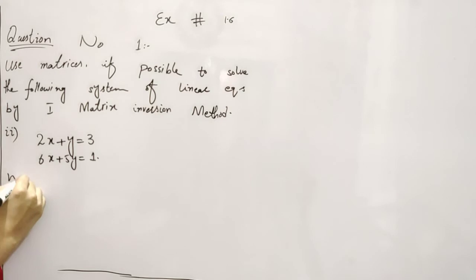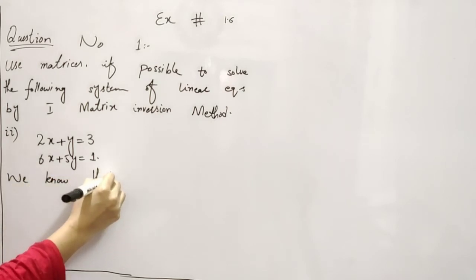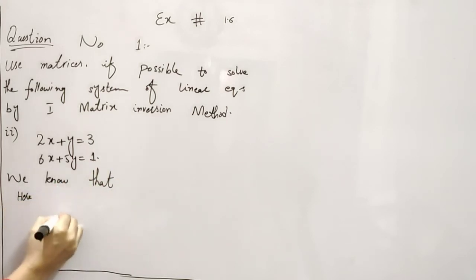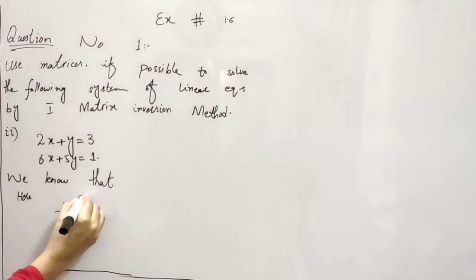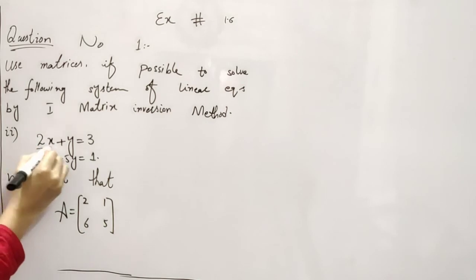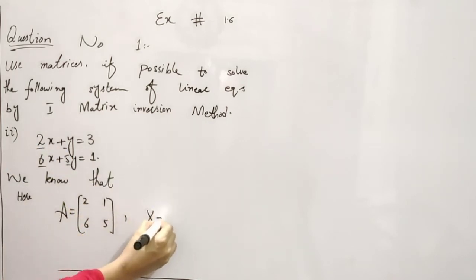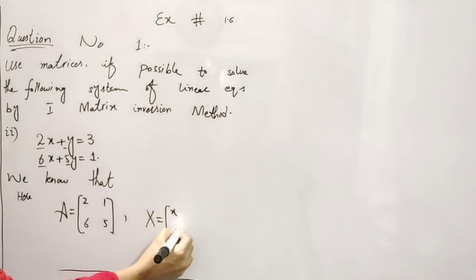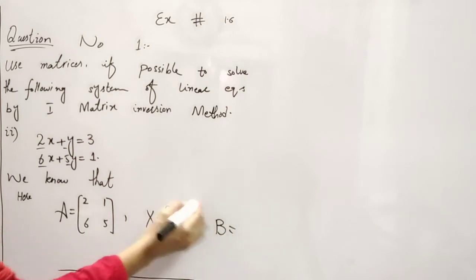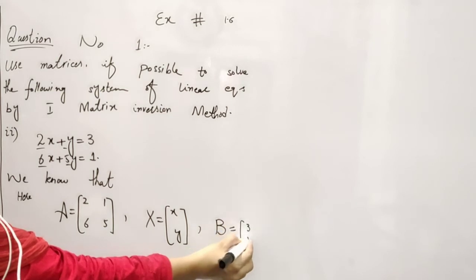You know that here A is equal to [2, 1; 6, 5]. These are the coefficients of x and y, and X is the matrix of the variables involved, and B is equal to [3; 1].